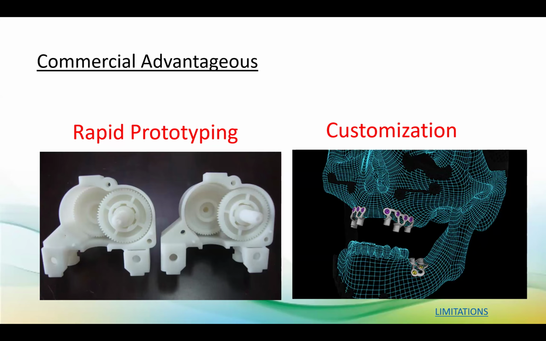The second thing is customized products, customization of products. Dental implants, for example. Here, there is no bulk production. Each product will be different. That is customized product. These are the two areas where we are getting major advantage from additive manufacturing.